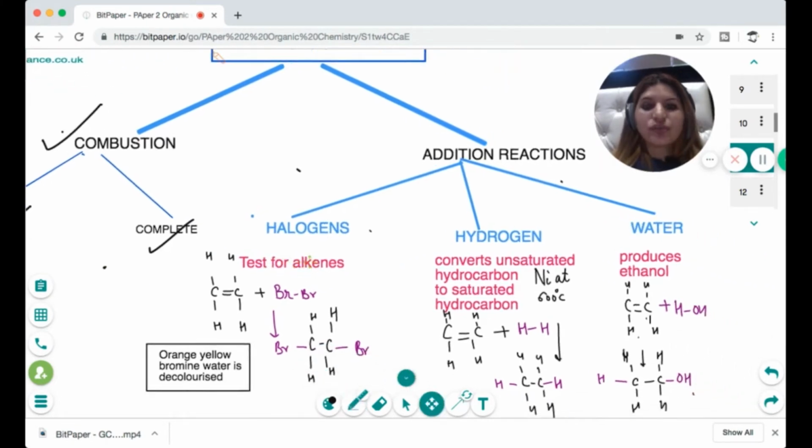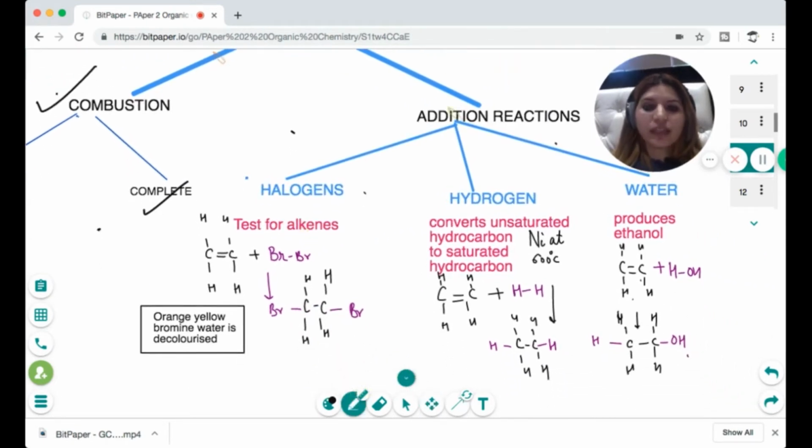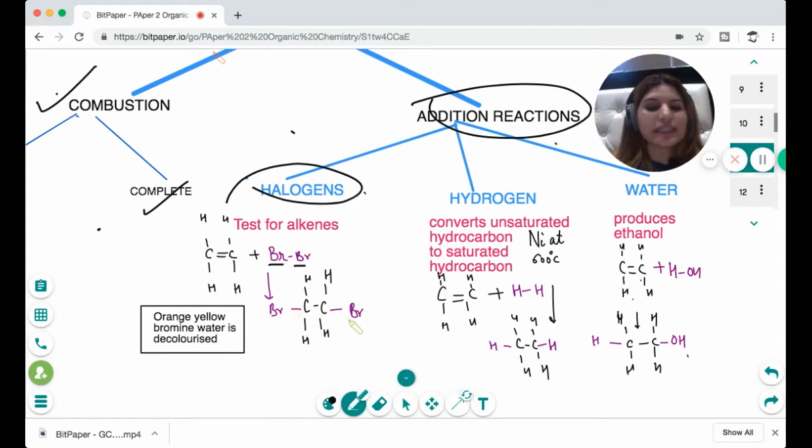Then it shows addition reactions. Now, what are the addition reactions? When you react it with a halogen, the double bond breaks into a single bond, and these two atoms attach to each side of the double bond. So when you take ethene and react it with bromine water, this is a test to distinguish between alkane and alkene. The bromine water is orange-yellow in color, and if you pass it through alkenes, it will turn clear. So alkenes decolorize bromine water.